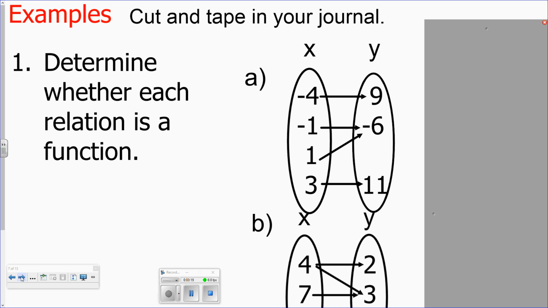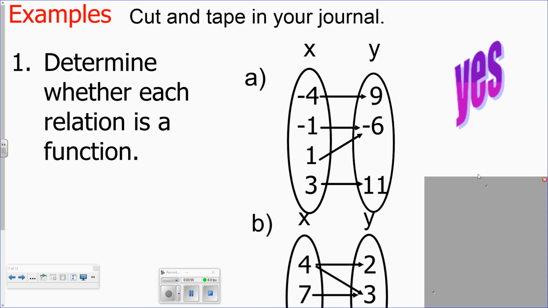Now, determining if a relation is a function from a mapping diagram. What you need to do is look at the column that has the x's in it, and look at the arrows. You're looking to see if any are mapped to more than one value. Here we have 4, -1, 1, and 3. Each one is mapped to one y value. Even though we have -1 and 1 both going to -6, that's okay because each one is only going to that one number. I don't have one going to -6 and 11. So this one would be considered a function.